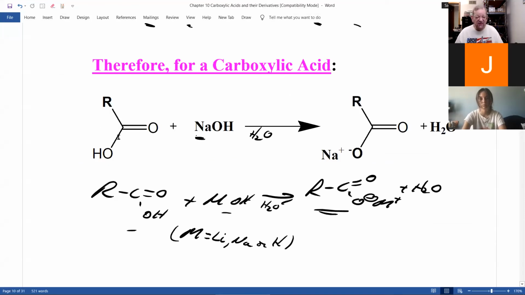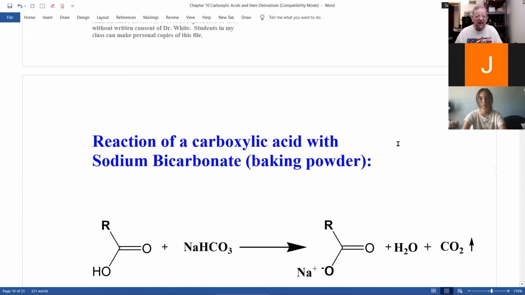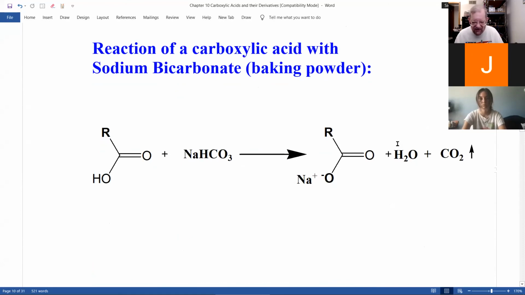Now, carboxylic acid reacting with a base gives a carboxylate anion. There's a very special base I'd like to talk about, and that's sodium bicarbonate, NaHCO3, also known as baking soda, which I think most of you have. And this is a special reaction. This is a reaction where I will ask you to give all the reaction products, not just the organic.